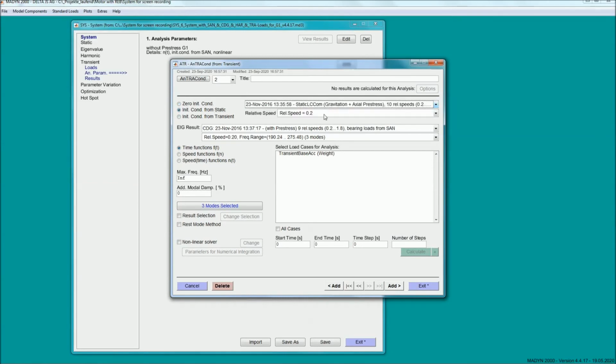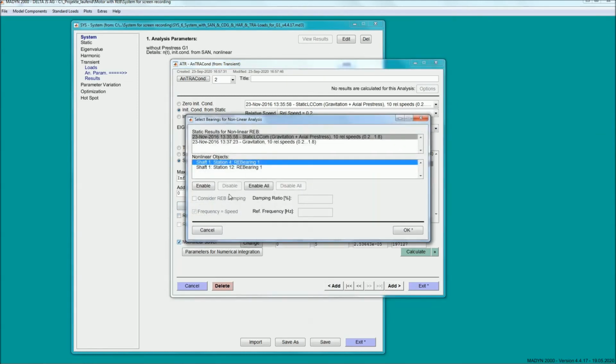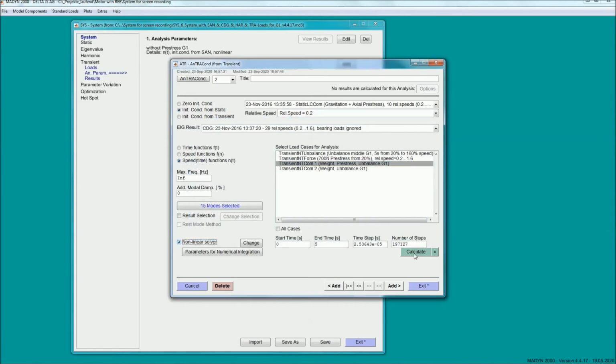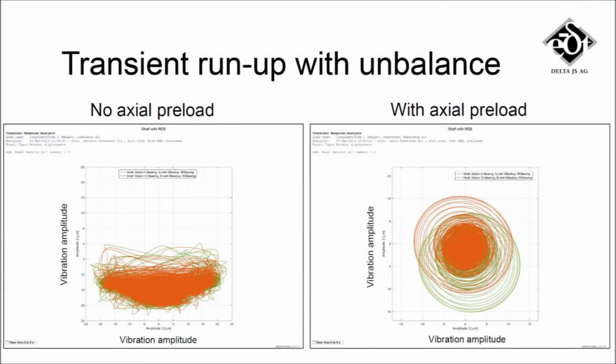Since the transient response is calculated by means of a bimodal reduction, a Campbell diagram of the free system must exist. The bearings, for which nonlinear properties shall be used, are selected and the bearing damping is entered. A variety of result plots helps the engineer analyzing the sometimes complex vibration behavior with nonlinear bearings.